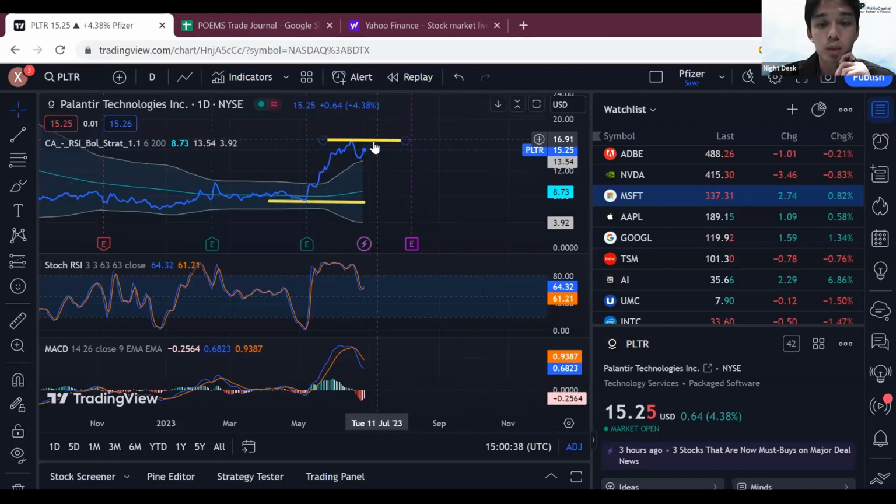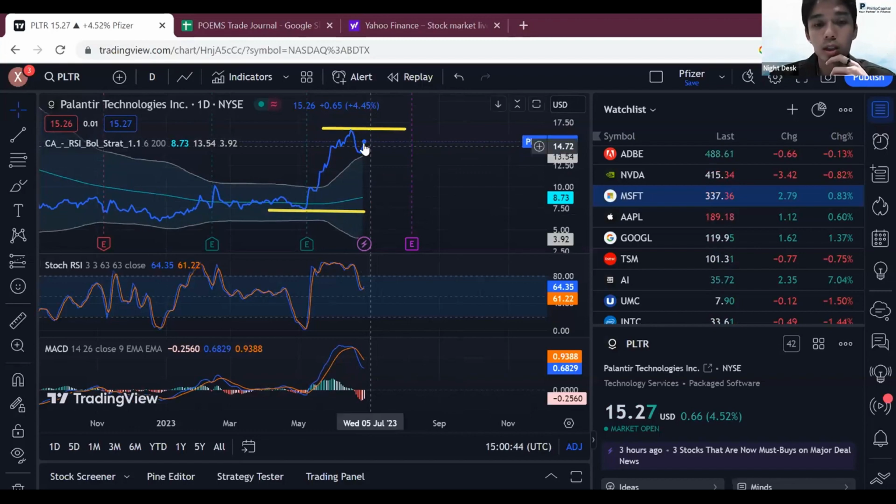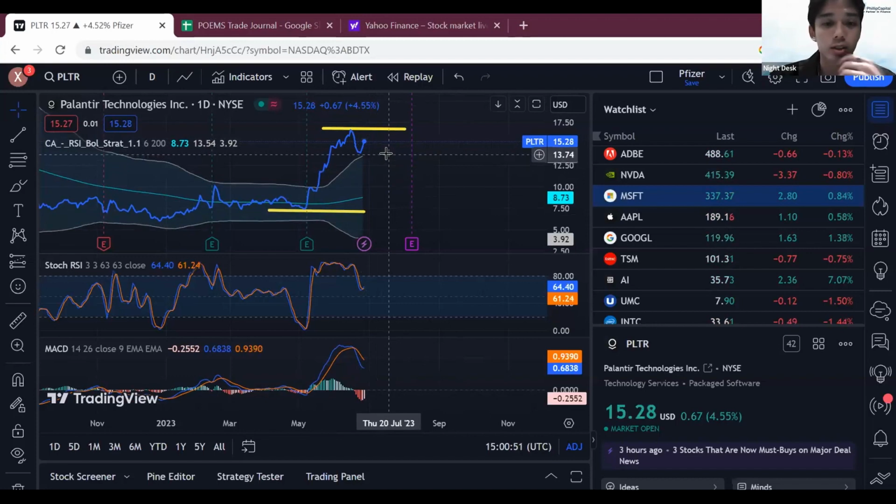What I'll do is wait for a confirmation. If it goes down, wait for it to go down a bit, and then you can buy a put on a longer expiry, maybe 60 to 90 days expiry. Then I'll slowly eat it. So that's for Palantir itself.